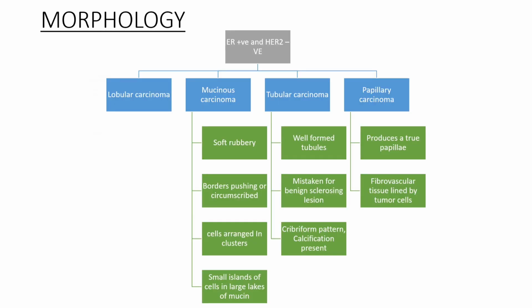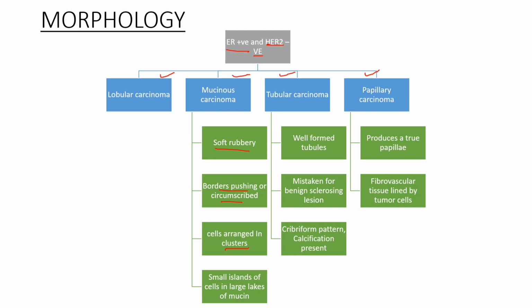Now let's see about the morphology and molecular subtypes of some cancers. The cancers which are ER positive and HER2 negative are the lobular carcinoma, mucinous carcinoma, tubular carcinoma, and the papillary carcinoma. Lobular carcinoma we have already discussed. Now the mucinous carcinoma will be soft and rubbery, and the borders are pushing or circumscribed, and the cells will be arranged in clusters. There will be small islands of cells in large lakes of mucin.